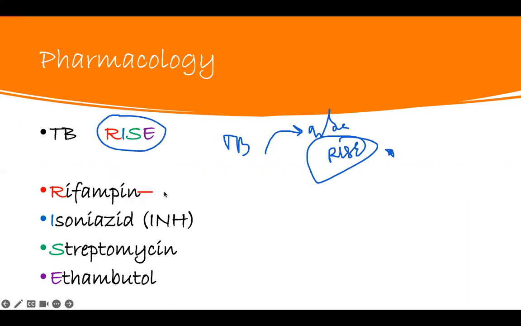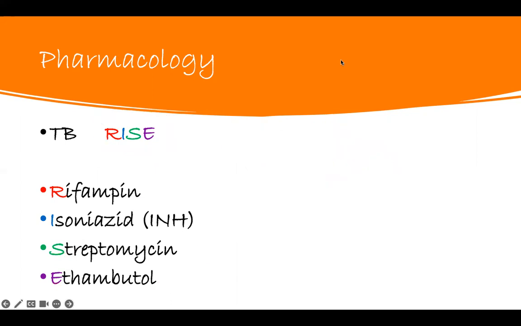Therefore, the R is Rifampin. The I is Isoniazid, and the S is Streptomycin, and E is Ethambutol. So that's how you can remember them. Then we talk about their specific side effects. But to know which medication are TB medication, TB rises, which is Rifampin, Isoniazid, Streptomycin, and Ethambutol. You can see one problem has 4 medication. That means it is serious. It's difficult to treat.